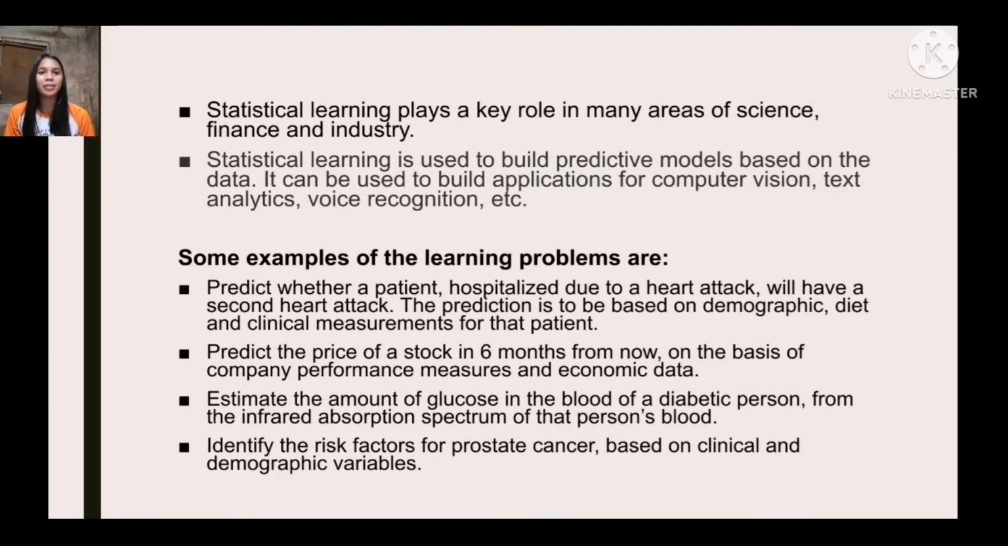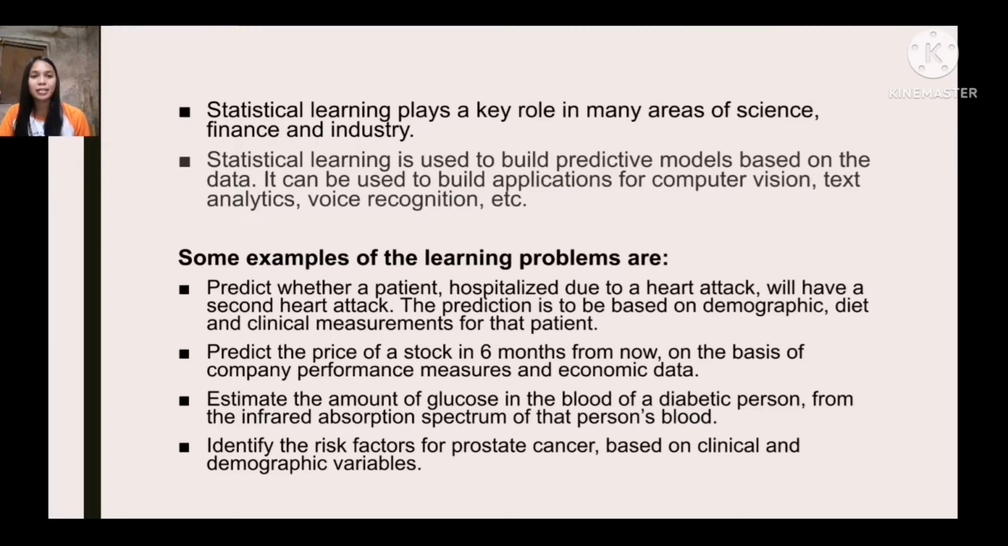Statistical learning plays a key role in many areas of science, finance, and industry. Statistical learning is used to build predictive models based on the data. It can be used to build applications for computer vision, text analytics, voice recognition, and so on. Some examples of the learning problems are: predict whether a patient hospitalized due to a heart attack will have a second heart attack. The prediction here is to be based on demographic, diet, and clinical measurements for that patient. Predict the price of a stock in 6 months from now on the basis of company performance measures and economic data.